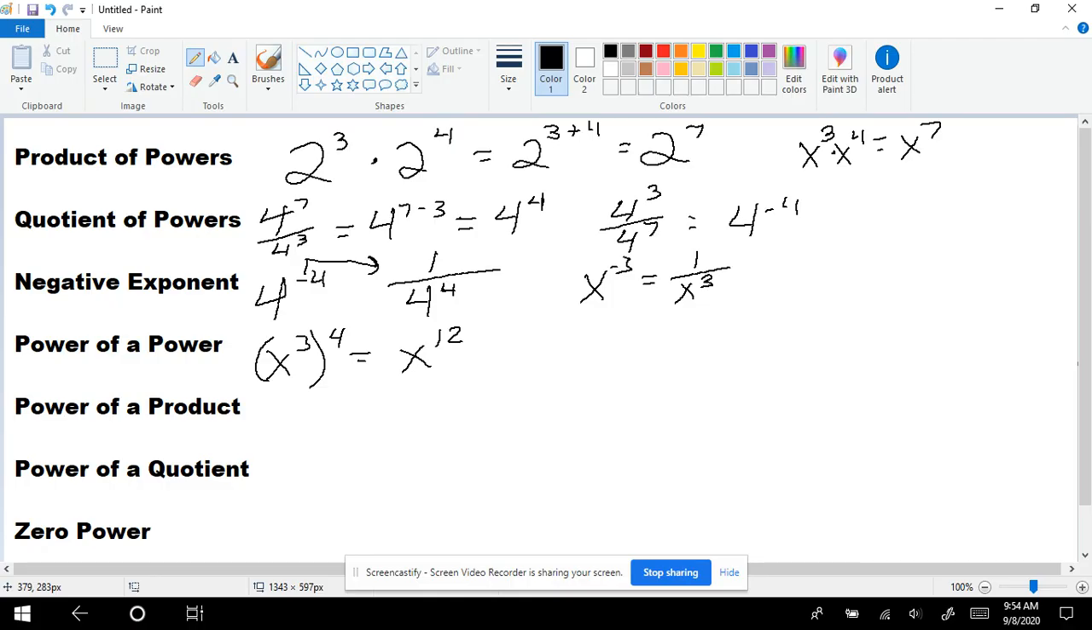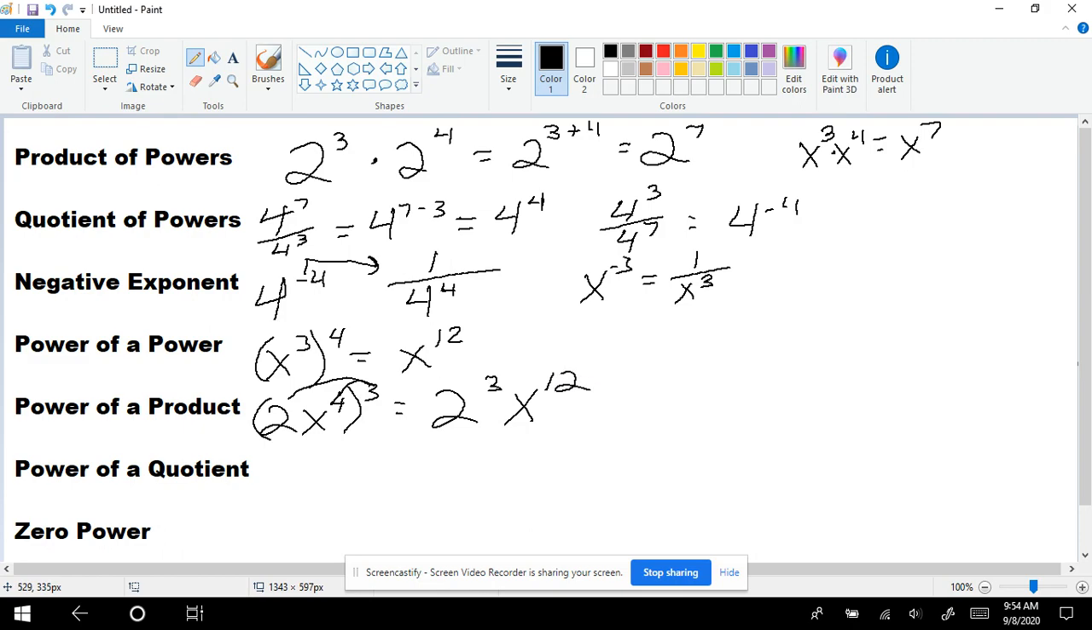Power of a product. And so now we have two things inside of there. So say we have 2x to the fourth raised to the third. We're going to multiply that 3 times that hidden 1 on the 2, and the 3 times 4. So we're going to distribute that 3. So it's 2 to the third x to the 12th. And that would be our final answer there.